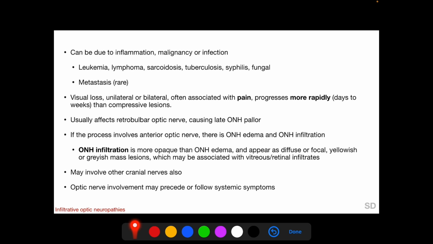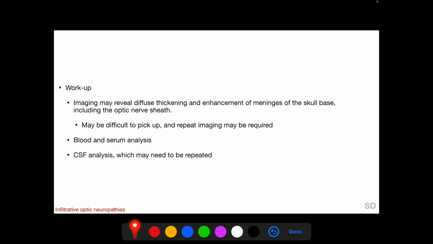The etiologies of infiltrative optic neuropathies may involve other cranial nerves also, and optic nerve involvement may precede or follow systemic symptoms of the causal diseases. In infiltrative optic neuropathies, imaging may reveal diffuse thickening and enhancement of the optic nerve sheath along with thickening and enhancement of the meninges of the adjacent skull base. It may be difficult to pick up in the initial image and repeat imaging may be required. Blood and serum analysis is often indicated and so is CSF analysis, which may need to be repeated.